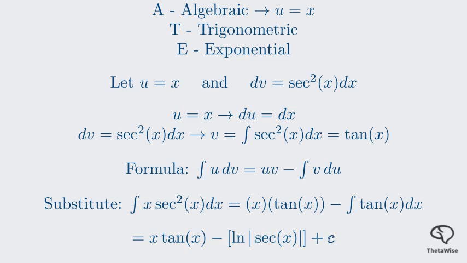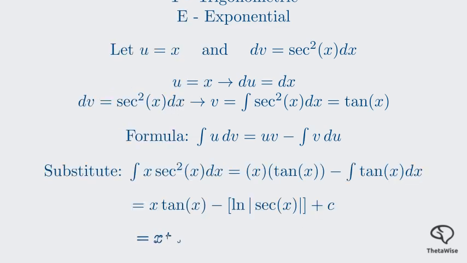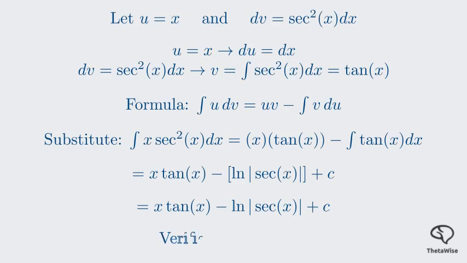Don't forget the constant c. Our final answer is x tangent of x minus the natural logarithm of the absolute value of secant of x plus c. Let's check with the memo. The memo matches our result. Verified using memo. This next example is special because it doesn't immediately look like a product of two functions.